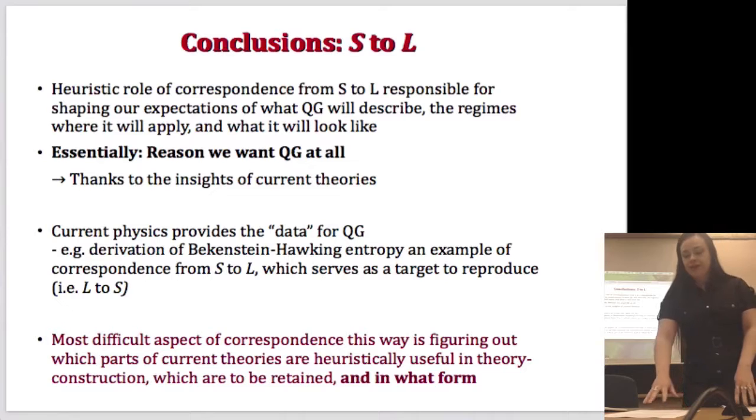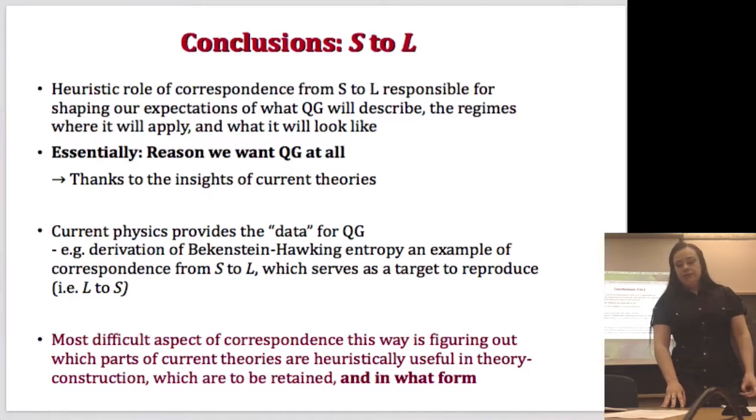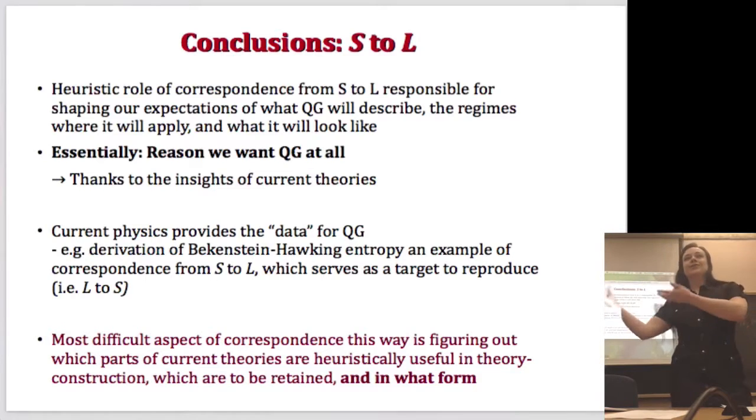So, obviously the heuristic role of correspondence, from the old theory to quantum gravity, I think is responsible almost exclusively for shaping what quantum gravity will look like, the regimes where we expect it to apply. And I think essentially these kinds of problems that come from combining our current theories seem to be the main reason why we're seeking a theory. But also our current theories provide the data for quantum gravity. Of course, the example of the Bekenstein-Hawking entropy, where this is a target that we're taking quantum gravity to reproduce. It's not itself an empirical result.